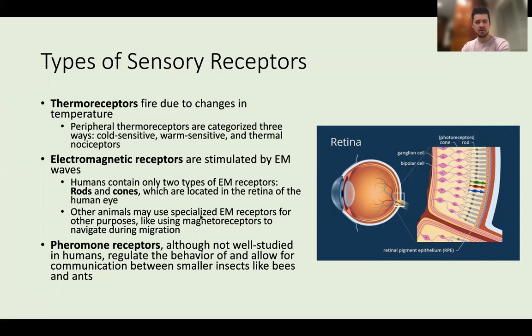And then really quickly, there are also pheromone receptors. They're not really well studied in humans, so they're not too high yield on the MCAT. But it's good to know that they do what they do. They regulate behavior of, and allow for communication between, smaller insects like bees and ants. They'll use them in social settings or in really complex insect societies like bees and ants. They could use pheromones maybe to lead them to a food source, for reproduction, for a number of social functions like that.